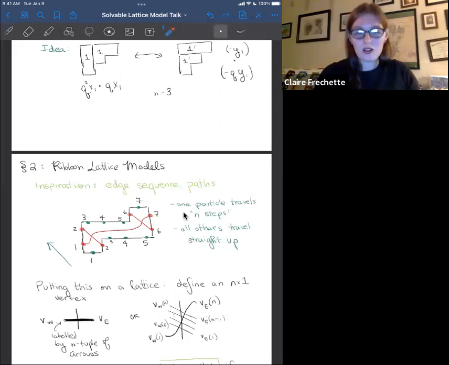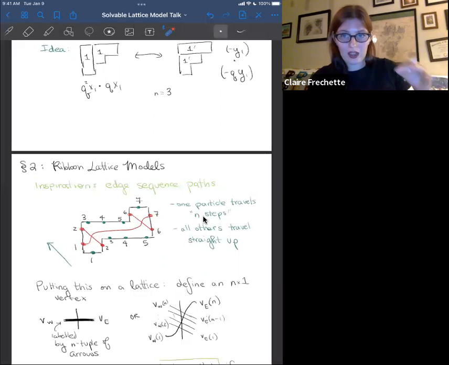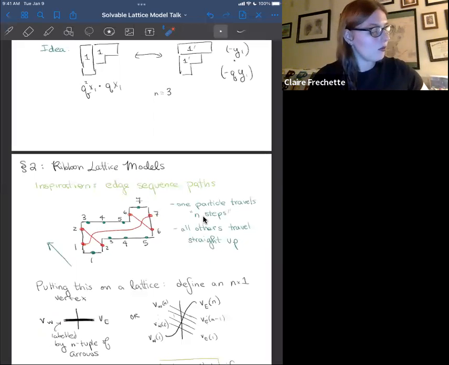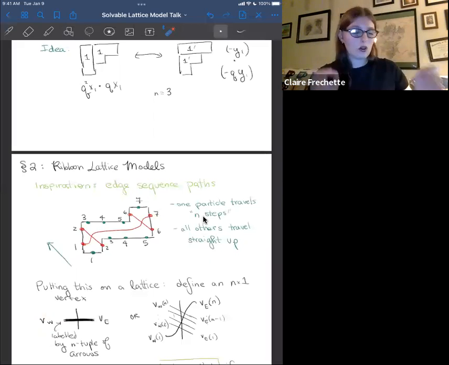Right, we have this one particle that's going n steps and everybody else goes 0 steps. So to put this on a lattice, we can think about this in terms of n times 1 vertices. So I have n horizontal edges and 1 vertical edge at each vertex. I believe the Corteel, Gitlin, Keating, Meza team chose more this path where you label your horizontal edges with an n-tuple of choices.